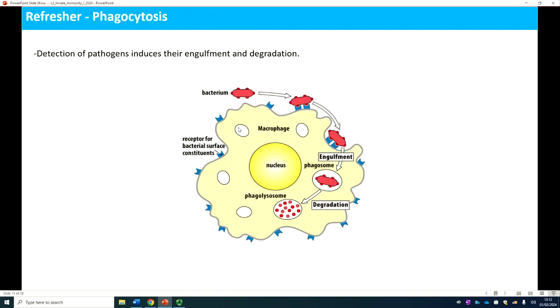Now, I just wanted to refresh your memory on phagocytosis. So in this diagram here, we have a macrophage. We also have a bacteria that's coming along. It's being recognized by the macrophage, and it's being engulfed. And then what will happen is we'll get the formation of a phagosome, so the bacteria is internalized, and it will then be degraded as this phagosome turns into a phagolysosome. So this is one way that the macrophage can engulf and destroy pathogens, and this is via phagocytosis.